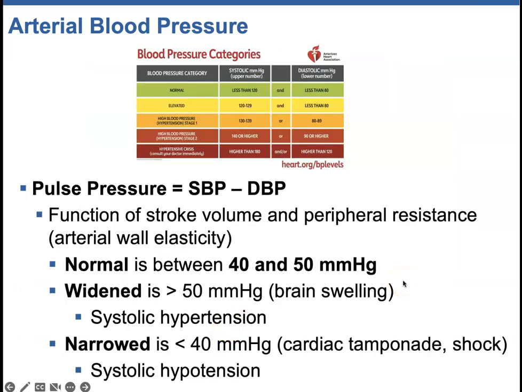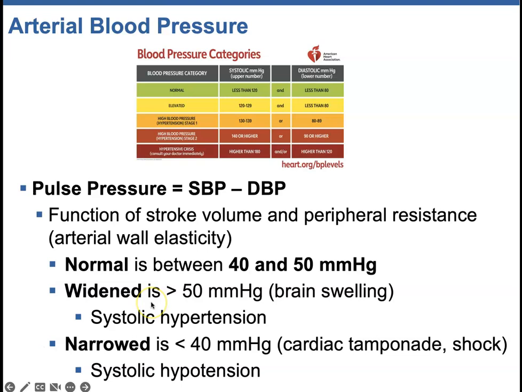Then your pulse pressure, this is a very important thing that you need to understand. This is systolic minus diastolic. So obviously this is part of that pressure gradient that we talked about earlier. And so it's very important that our pulse pressure, right, that there be a difference here. You never want your diastolic to be bigger than systolic, because that means your blood is not flowing, right? So normal pulse pressure is going to be between 40 to 50 millimeters of mercury.